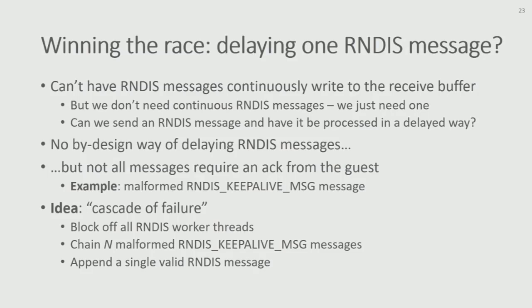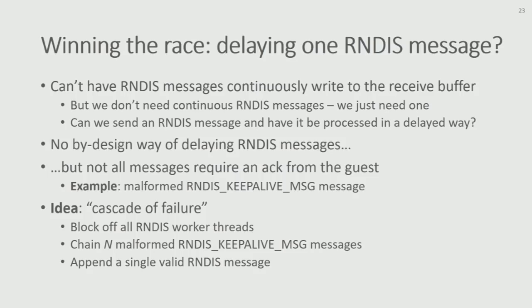Fortunately, if you look at how VMSwitch handles certain RNDIS messages, it turns out that certain failure paths will cause it to never try to write to the receive buffer. It's just going to return an error, skip that message, and jump to the next message in the queue. And so there's this idea then of the cascade of failure, which is also the title of my autobiography. You're just going to queue a bunch of messages that are going to fail, and that's going to create a sufficient time differential that you are able to control as an attacker such that you can try to hit the race. Because maybe we can't get messages to continuously write to the receive buffer, but all we really need is one message to write to the receive buffer.